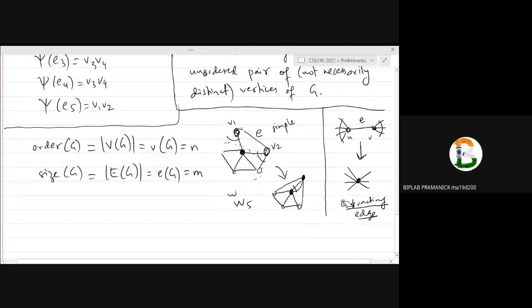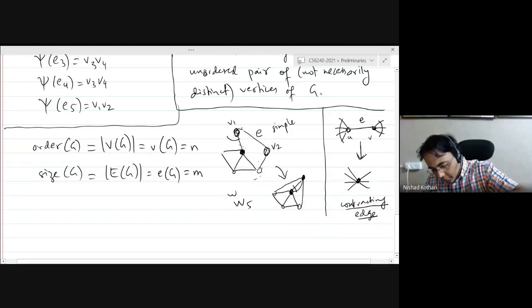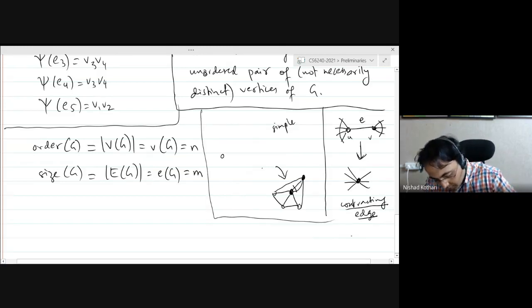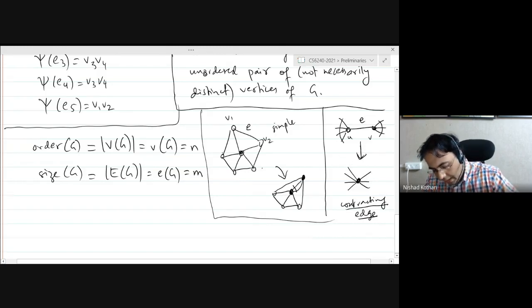Yes, sir. I think you just squeeze the edge E into a single vertex. Right. I'm squeezing the edge E into a single vertex. Let me make this drawing again so that it's not confusing. So the graph I was looking at was this graph. And I contracted the edge E into a single vertex, and the new vertex is called, let's say, W.